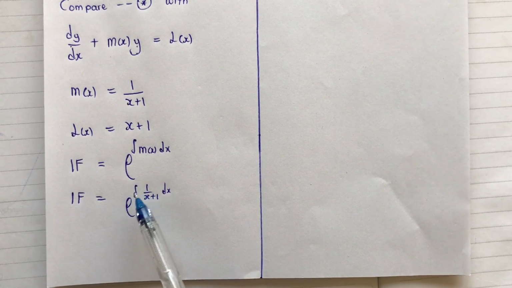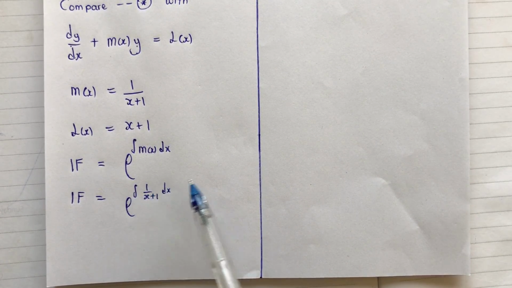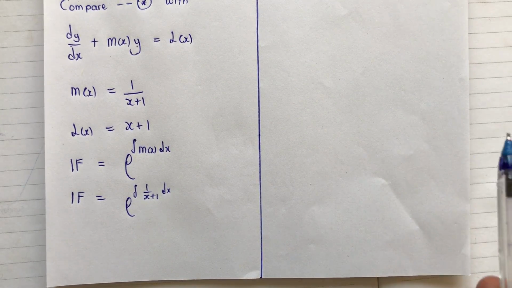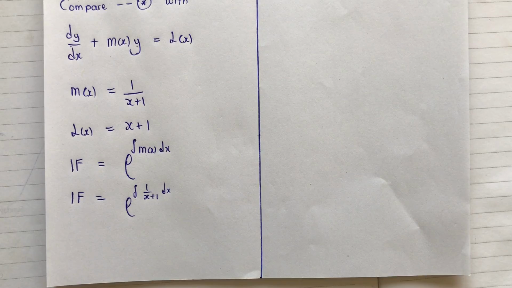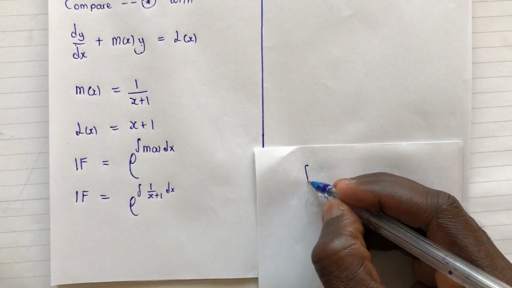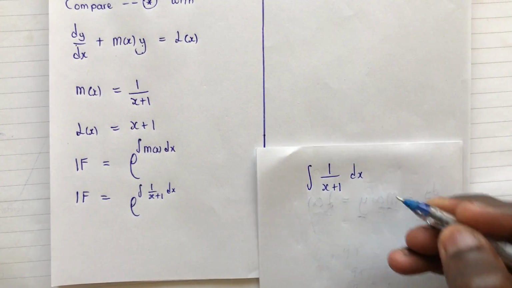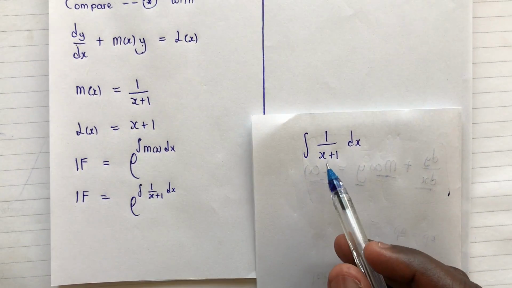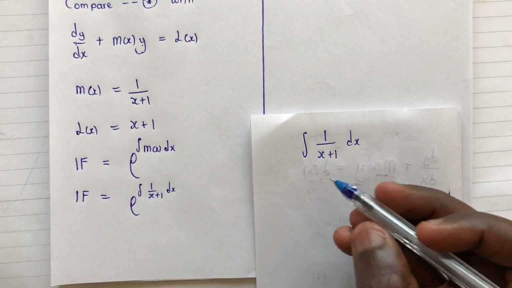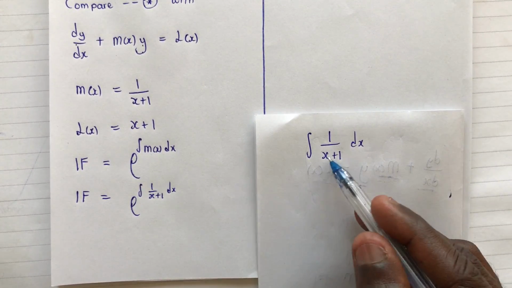So we have the integral of 1 over x plus 1 dx. And the integral of this will give us ln of x plus 1, the natural log of x plus 1. So I'll do that for you to understand. So if we have the function integral of 1 over x plus 1 dx, the first thing you need to do is to consider the denominator and let a variable be equal to the denominator.